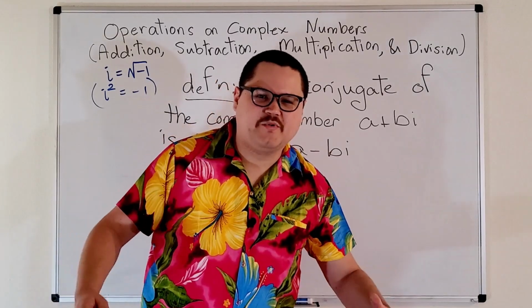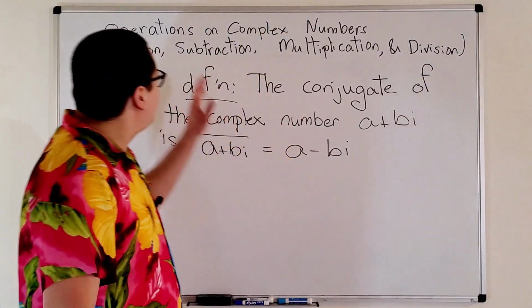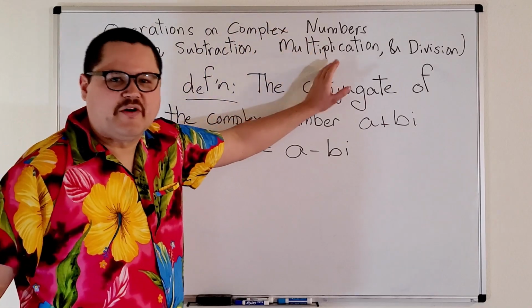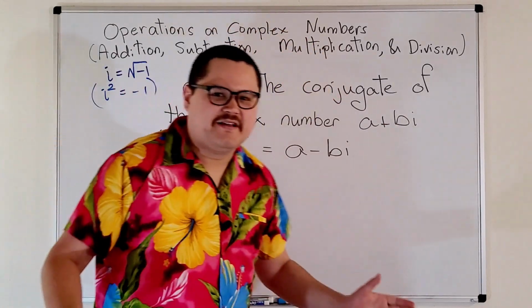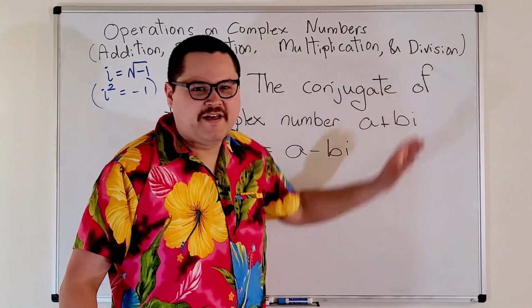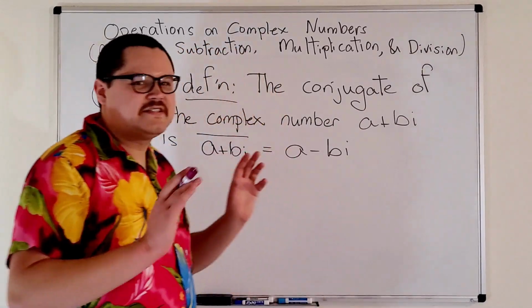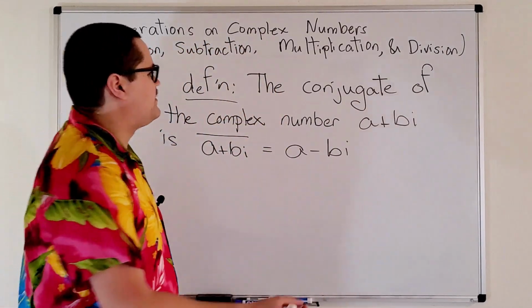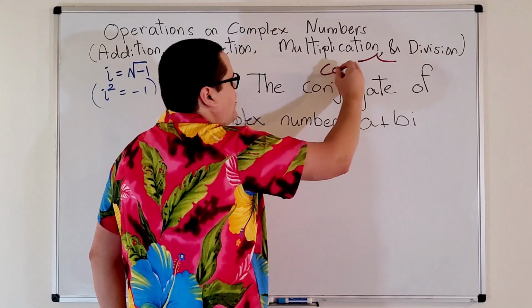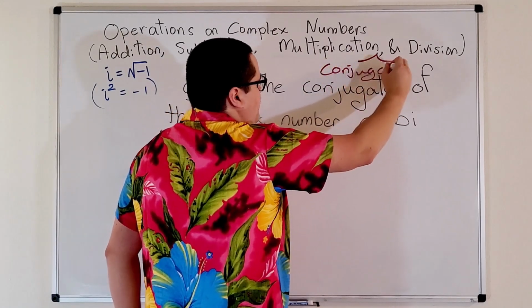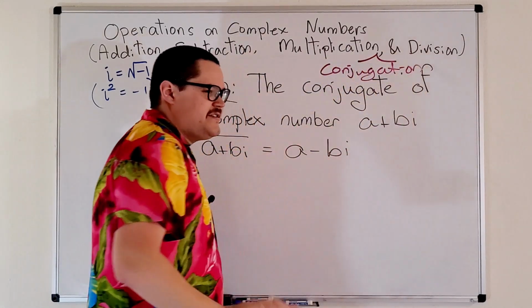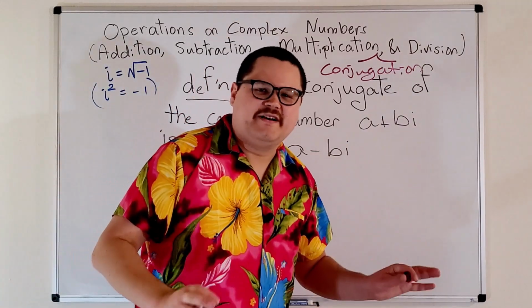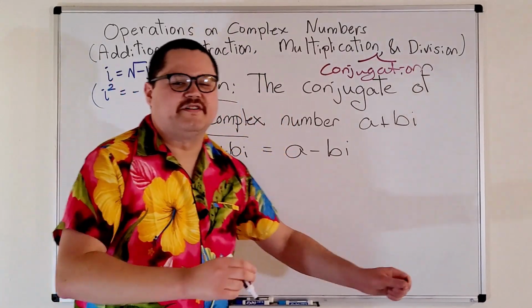Okay, so at this point we've covered complex number addition, subtraction, and multiplication. Next up should be division, right? Not quite. There's a secret operation on this list called conjugation. This one's pretty easy, but we need to understand it because it's used in division.